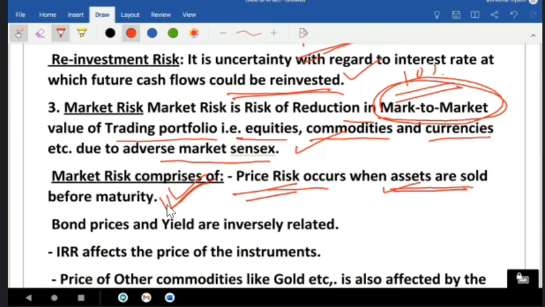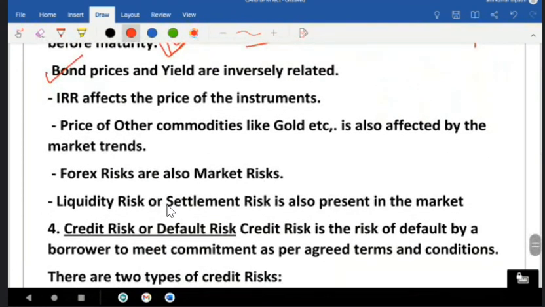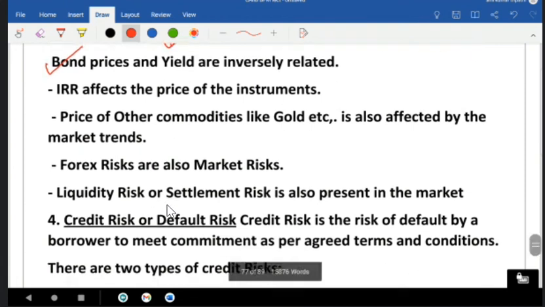And I gave the example also. Bond price and yield are inversely related. If bond price goes up, rate of interest goes down. Or if rate of interest goes up, bond price goes down. Vice versa. Bond price is high, rate of interest is low. Bond price is low, rate of interest is high. And internal rate of return also affects the price of the instrument. This is also very helpful. Prices of other commodities like gold are affected by market trend.